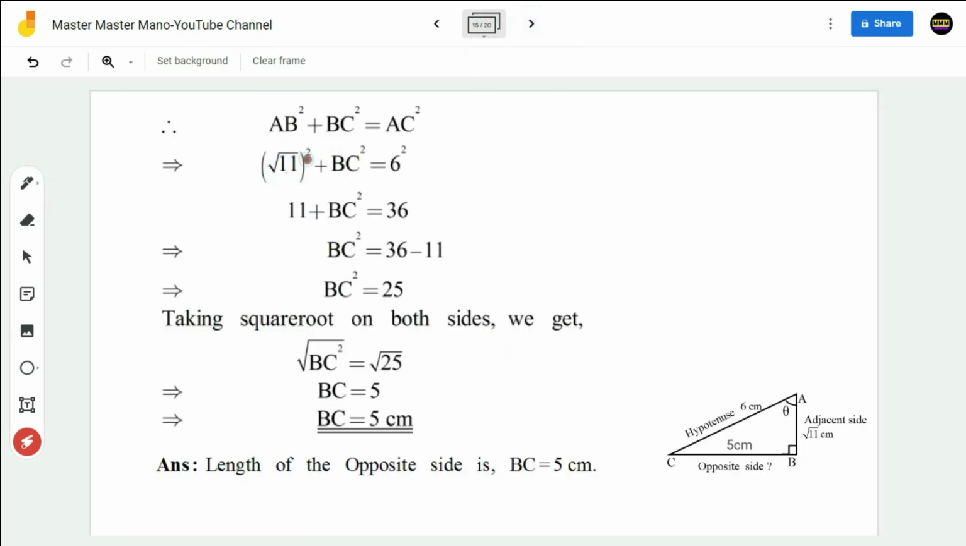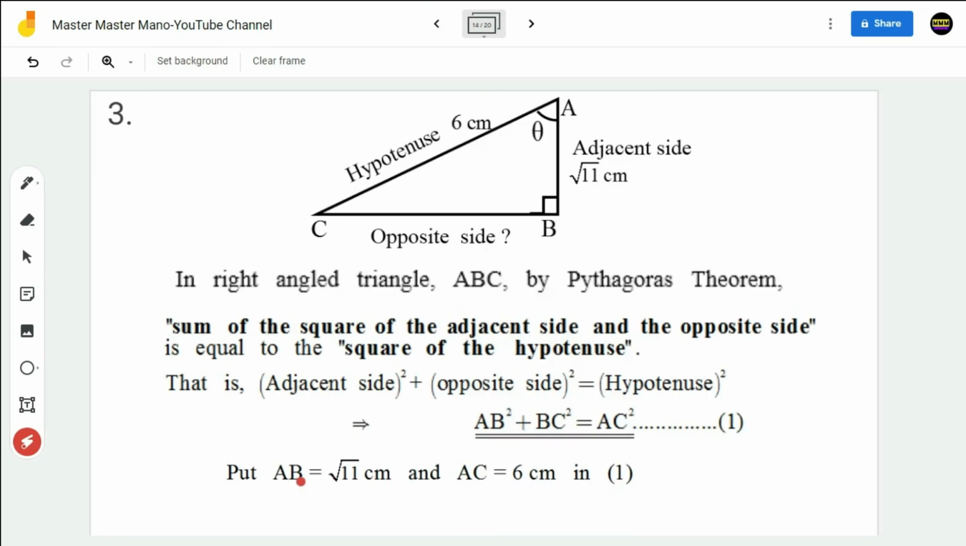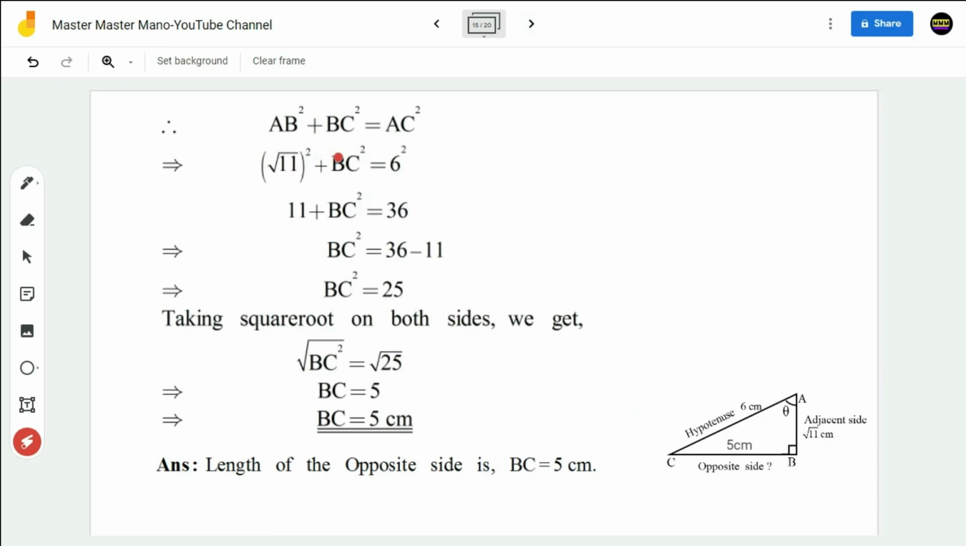Root of 11 square plus BC square equal to 6 square. That is, AB is replaced by root 11 and AC is written as 6 and BC square is written as BC square only. When root of 11 is squared, we will get simply 11 plus BC square is written as BC square equal to 6. When squared, we will get 36.